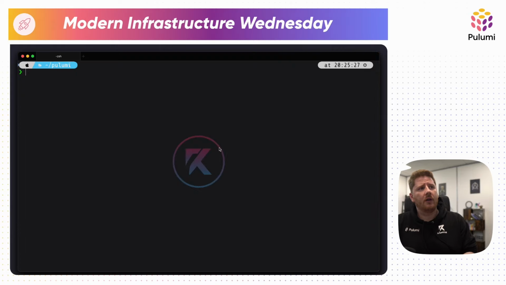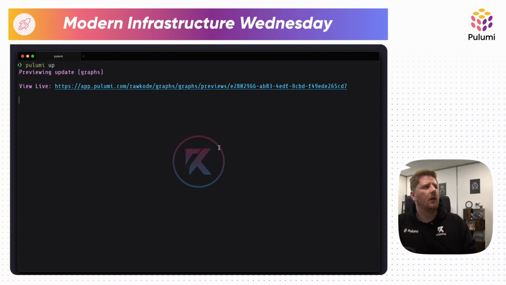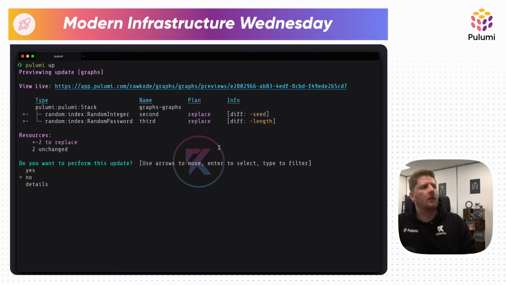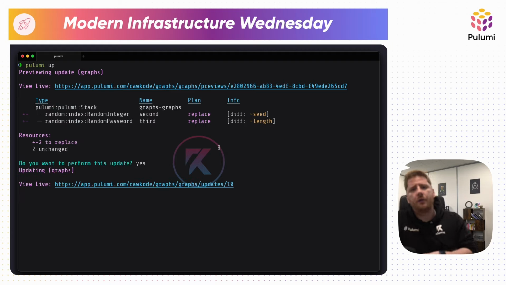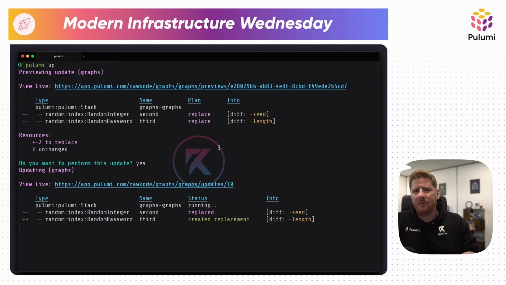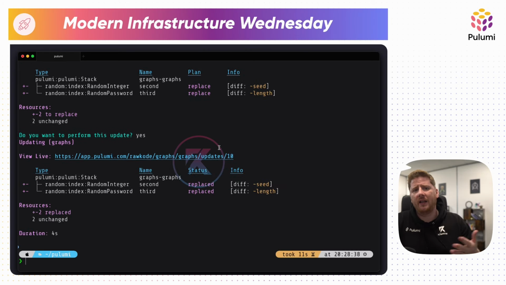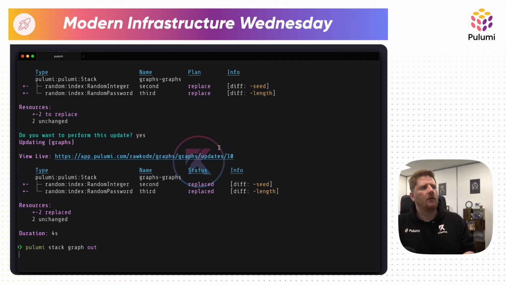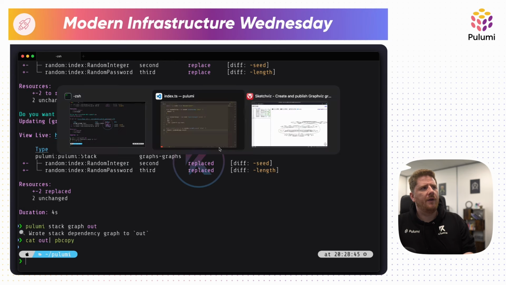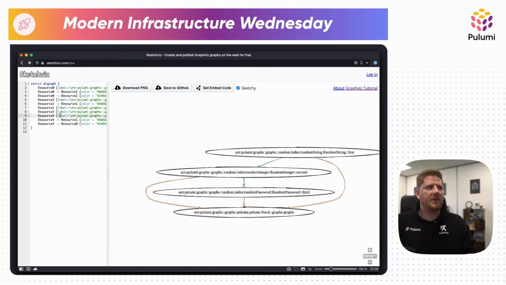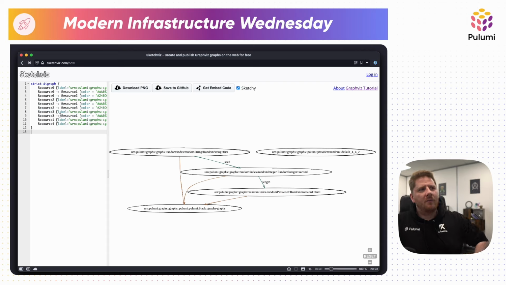To the point where if we come back and run Pulumi up, it'll replace the two resources. It's doing this because the seed changed to a random string and the length is also random, so that also changed. But we can also regenerate our stack graph. We can copy that to our buffer and jump back to SketchFizz. We can drop this in and nothing has really changed.